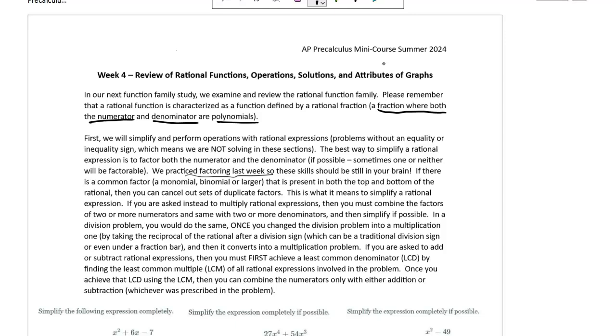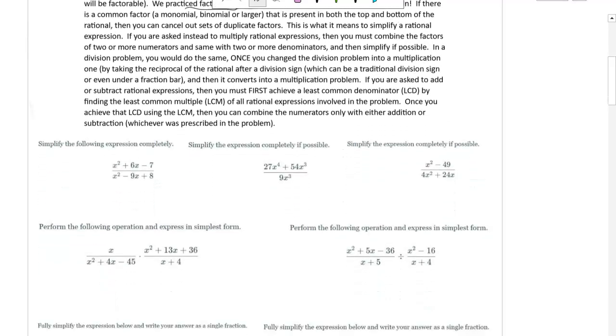With adding and subtracting rational expressions, because they are a type of fraction, remember back to 5th and 6th grade math, adding and subtracting fractions requires a common denominator. So we will have to look at our rational functions that we're being asked to add or subtract, and we'll have to come up with a common denominator if there isn't already one. And then we will combine the numerators only with either addition or subtraction. So let's go ahead and practice some of these skills.